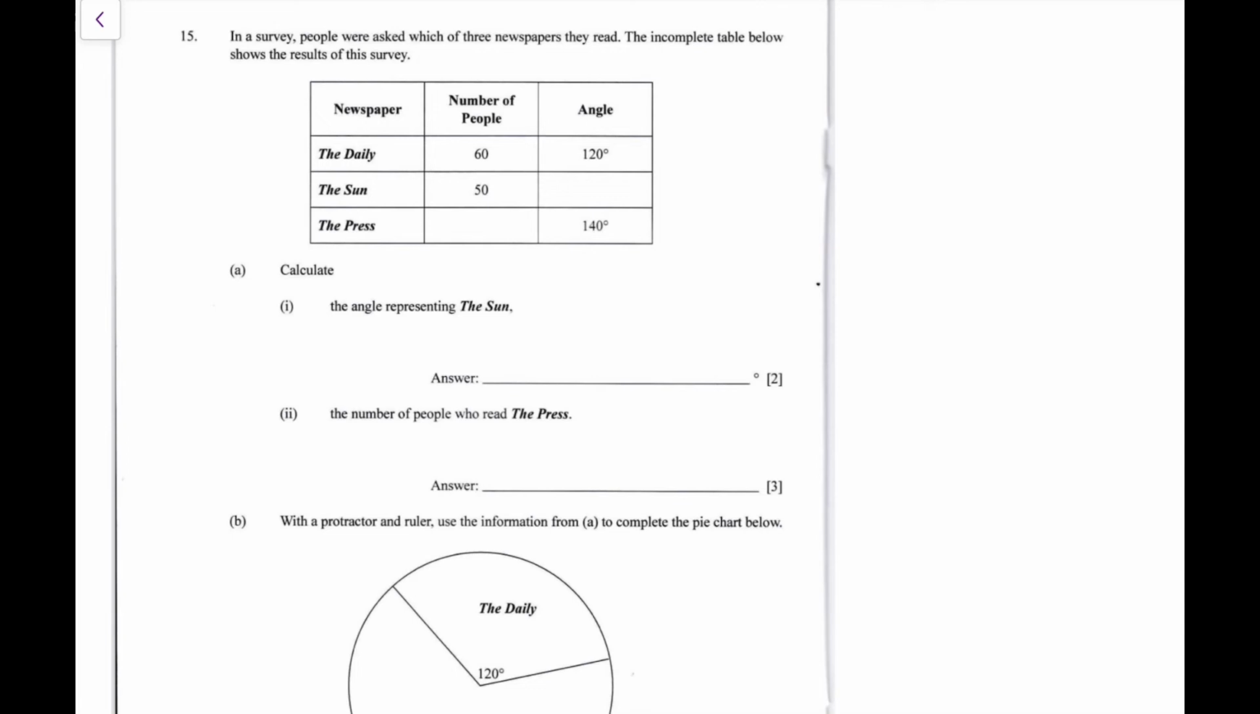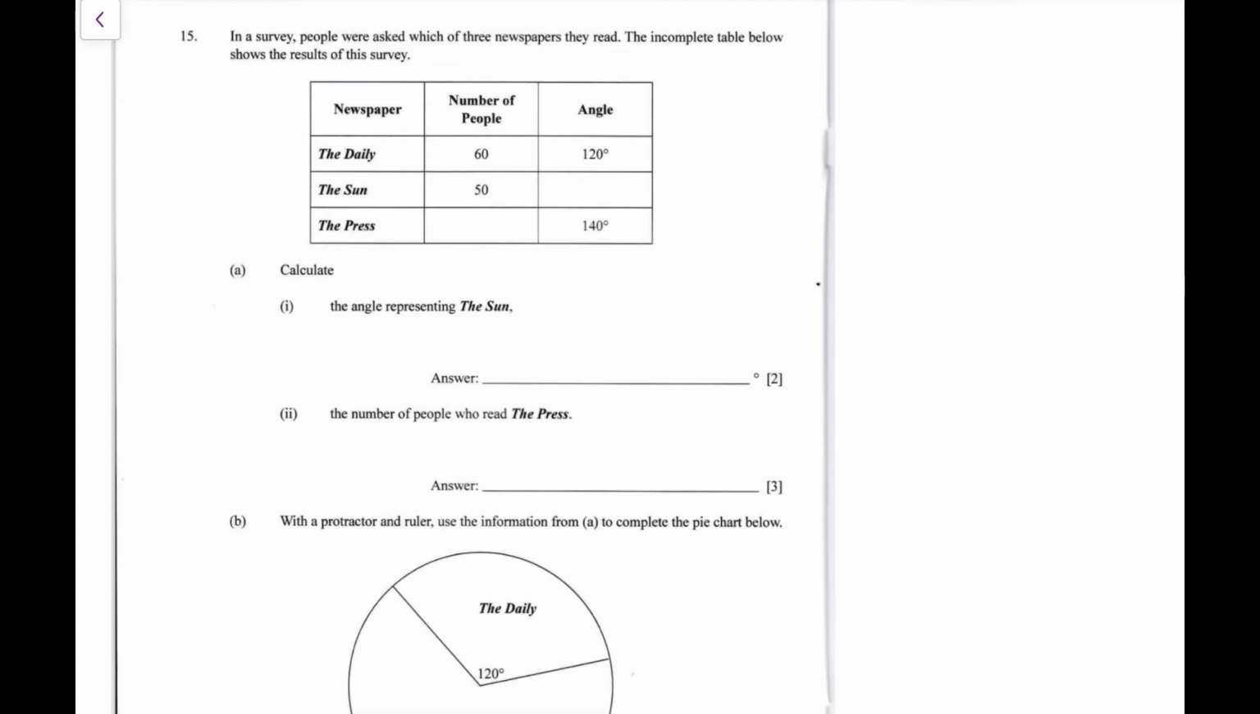Okay, so number 15 says, in a survey, people were asked which of 3 newspapers they read. The incomplete table below shows the results of this survey. And we must calculate A, the angle representing the Sun.